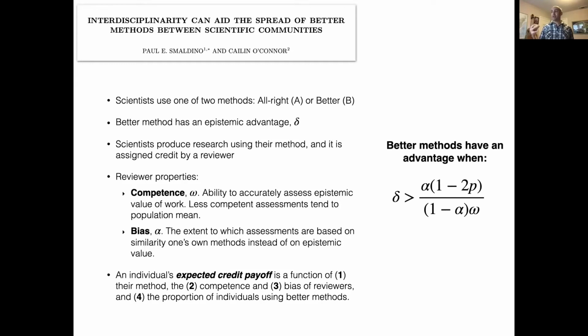This is a threshold delta. So this is how much better does a better method have to be in order to have an advantage and spread against the worst method, right?